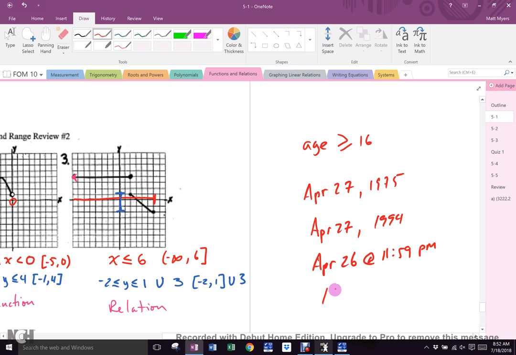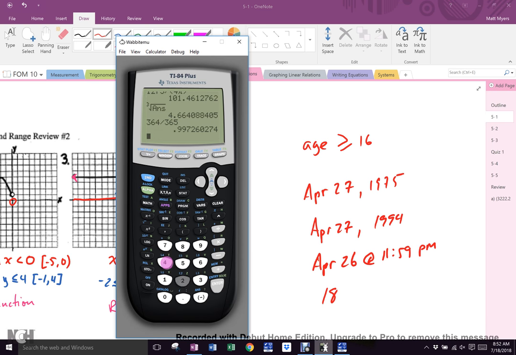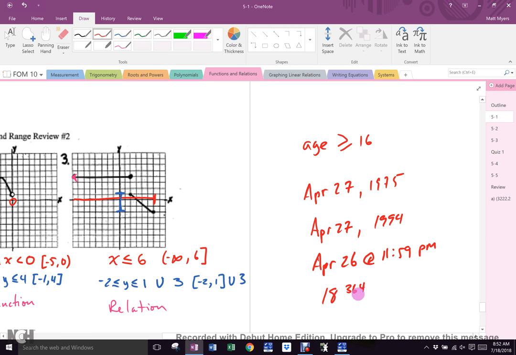At this point, I was 18. And then we're down to the minute now, right? So minutes in a day, 24 times 60, 1440. So I was 18 and 364 out of 365. And then I get to add 1439 out of 1440. I get to add that decimal to it.